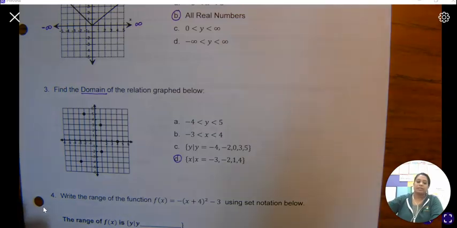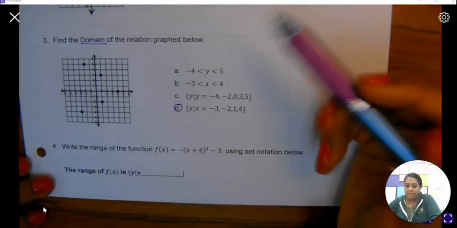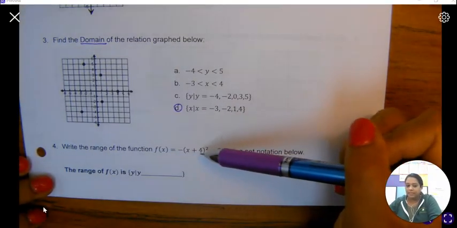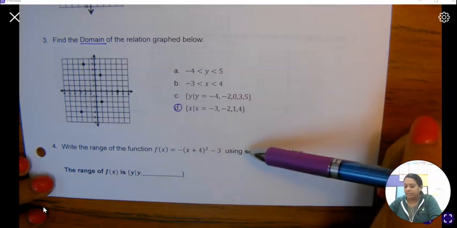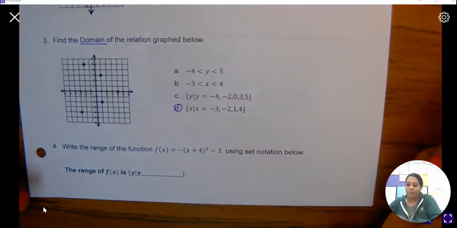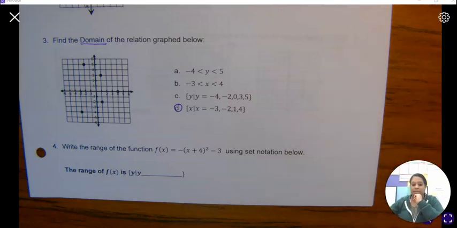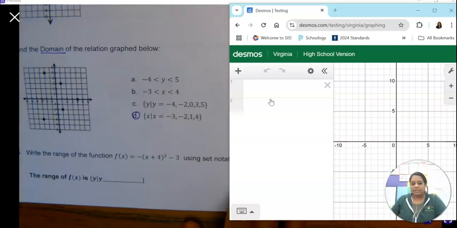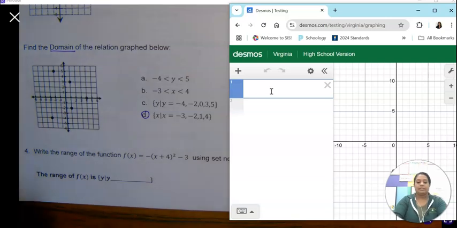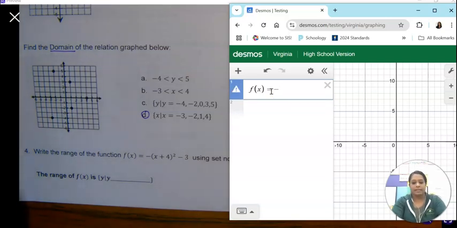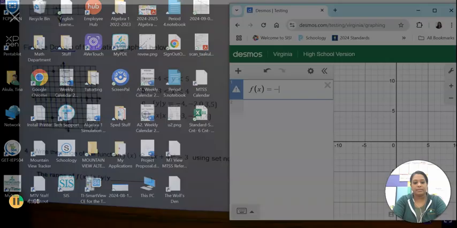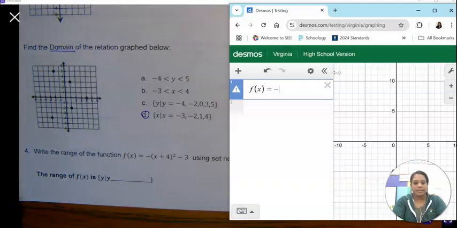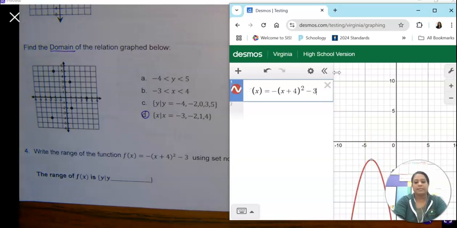And then the last one, write the range of the function f of x equals negative, or all of this, using set notation. Well, I don't have a graph, but I have a graphing calculator, so let me bring up the graphing calculator. Alright, so I have Desmos, and what I'm going to do is I'm going to go ahead and type the function in Desmos, just the way I have it. F of x equals negative x plus 4 squared minus 3.